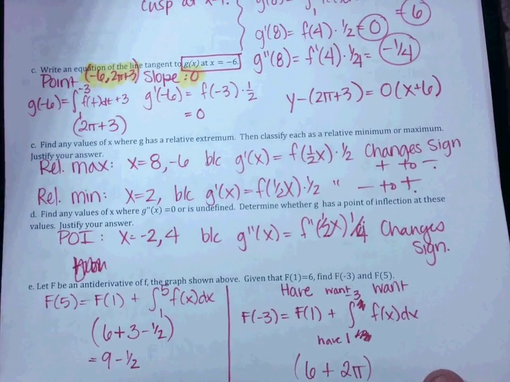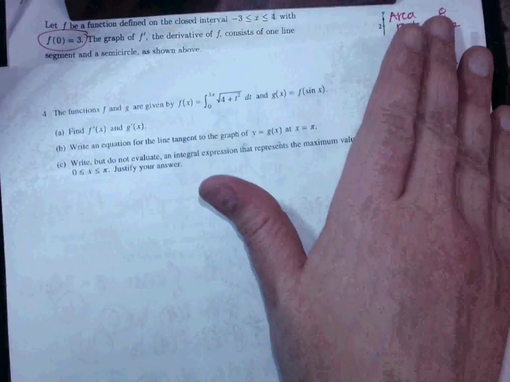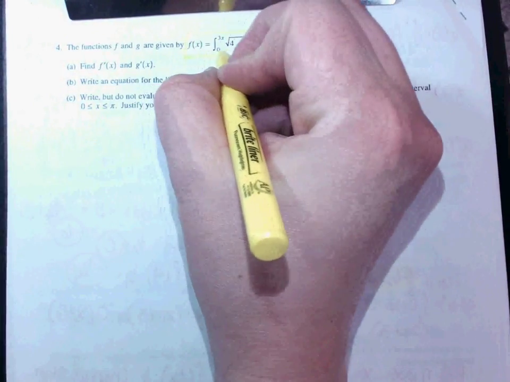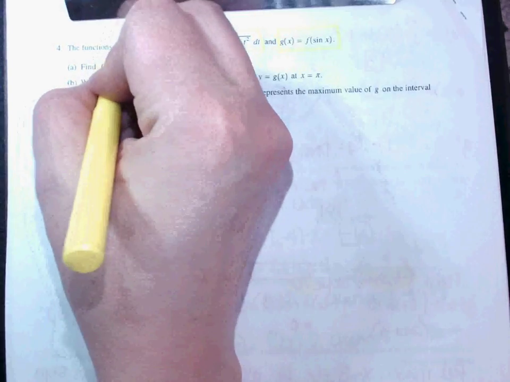Okay, ready? Last one. Part A says the functions f and g are given by, we have f right here, we have g right here. Part A, you're asked to find f prime and g prime. Which of those, f or g, is going to involve the fundamental theorem? F, because what does f have in it? An integral, and you're taking the derivative of an integral. That's when you're doing your fundamental theorem.